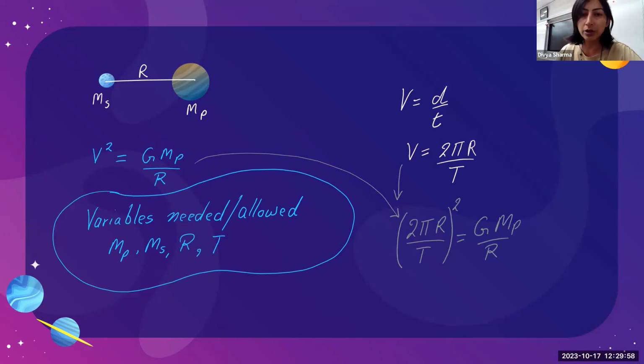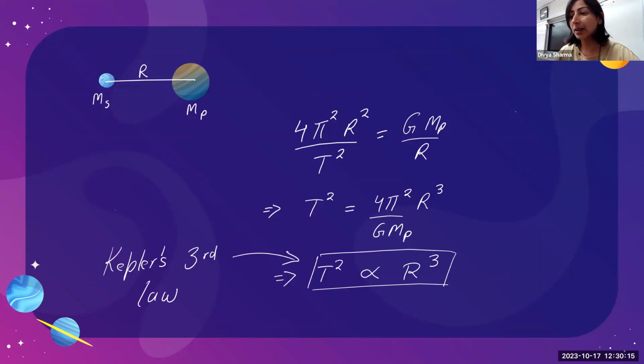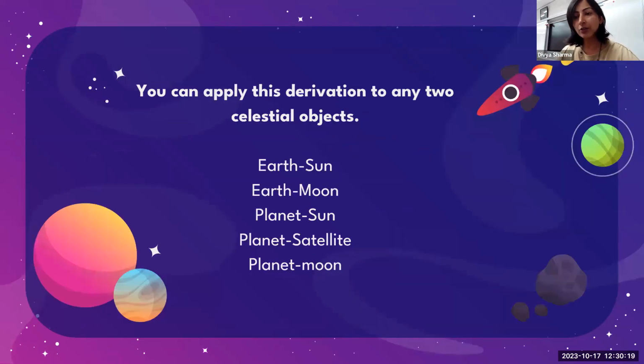After that, all you're really doing is just simplifying it and rewriting it. And this is your relation between the period of a satellite or a planet, whatever you're working with, and the distance from the source mass. And that is called Kepler's third law. And that is it for your lesson.